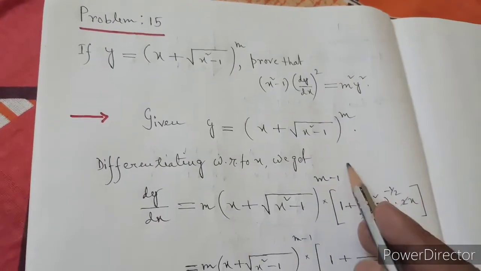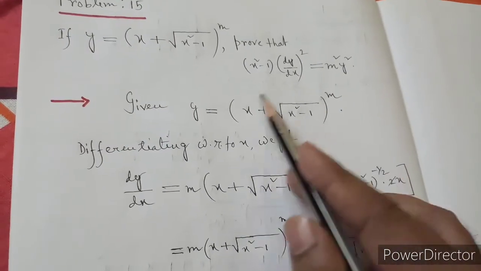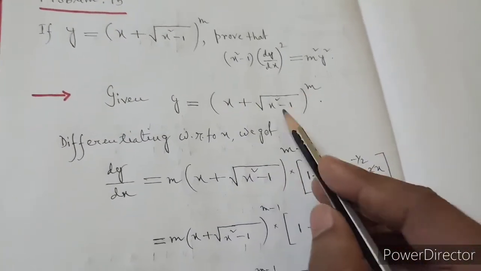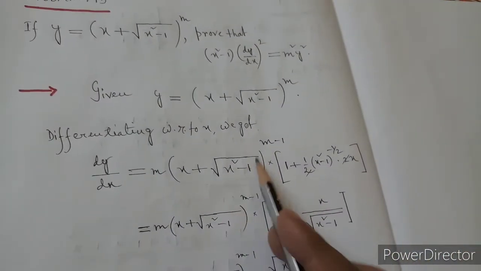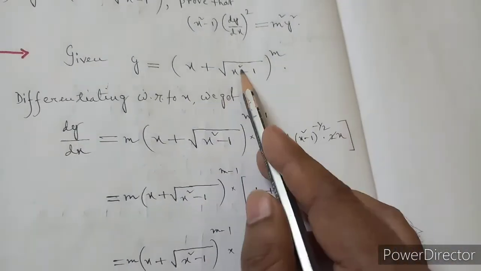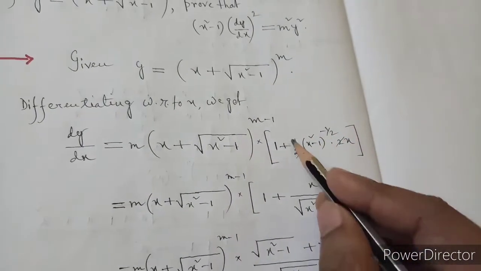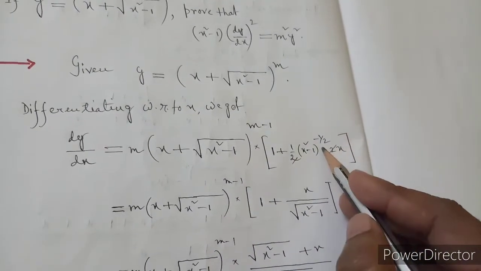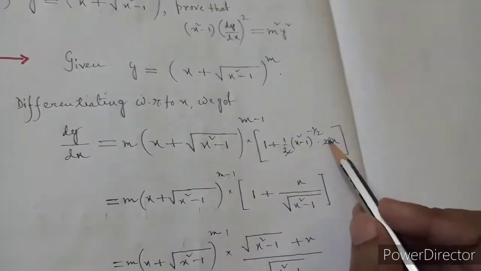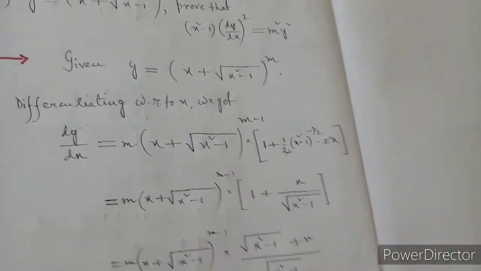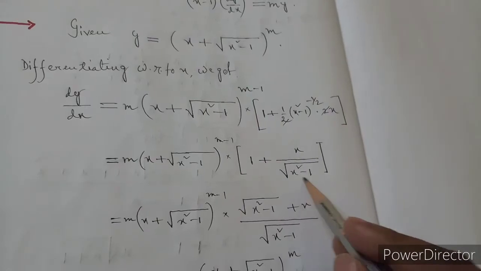Differentiating with respect to x, we get dy/dx equal to, the formula is, if we consider this total one like x, so x to the power m, the formula is m into x to the power m minus 1. So this is your x, put it. And now the derivative of this one according to the chain rule. So the derivative of x is 1 and the derivative of this one is half into (x square minus 1) to the power minus half into the derivative of x square minus 1, which is 2x. So 2 cancels out and this should be 1 plus x by root under x square minus 1.